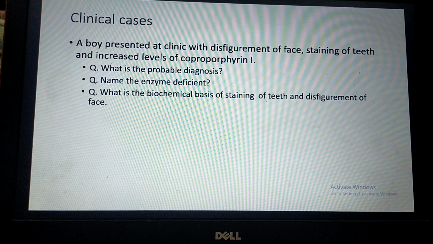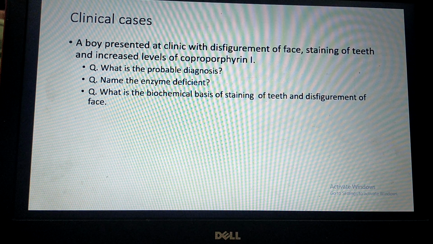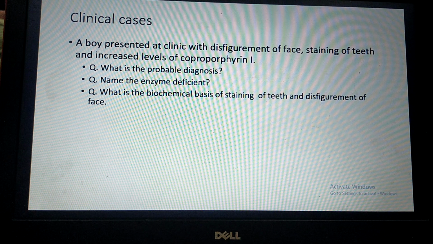Now this is the case on this topic. A boy presented at clinic with disfigurement of face, staining of teeth and increased level of coproporphyrin 1. What is the probable diagnosis? When you see disfigurement of face and increased level of coproporphyrin 1, your diagnosis is confirmed. It is a case of congenital erythropoietic porphyria.